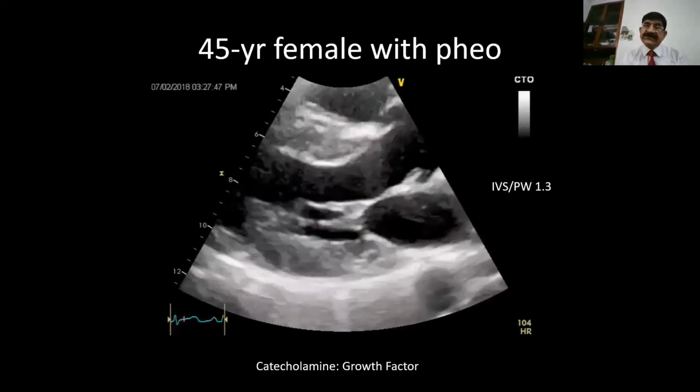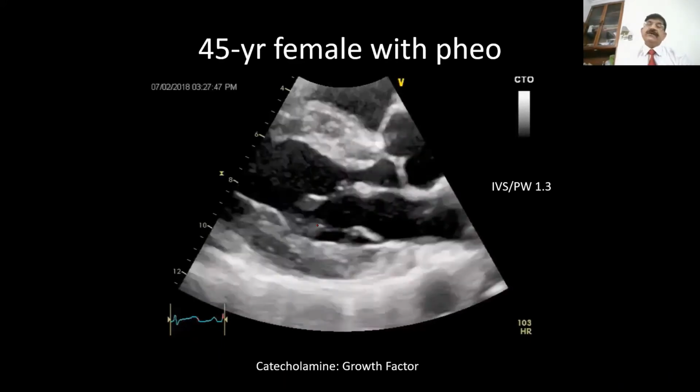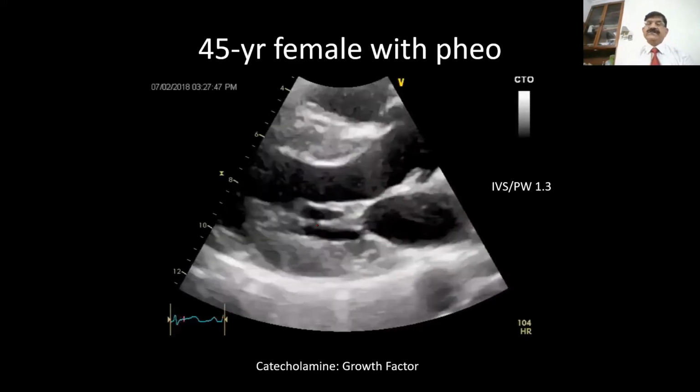The other condition which has similar kind of walls with and without hypertension is acromegaly. So the acromegaly you wouldn't miss if you look at the face of the individual.